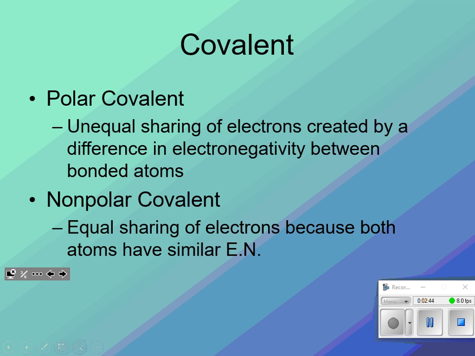If it's not symmetrical, very good chance it's going to be polar covalent. Things like pairs of electrons in a central atom usually throw off symmetry. Nonpolar, again, a nonpolar bond is an equal sharing of electrons because the atoms have similar electronegativities. But as I just mentioned, there's a difference between a nonpolar covalent bond and a nonpolar covalent molecule as a whole.